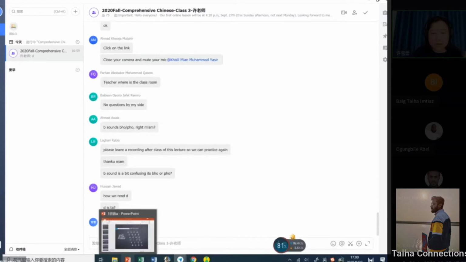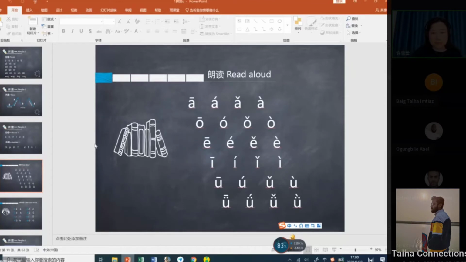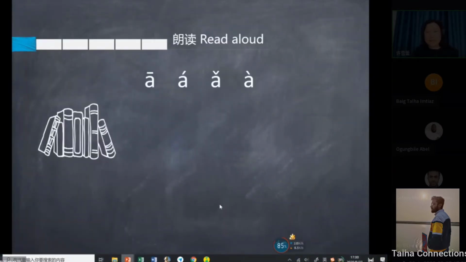Okay. Now, can we turn back to the slide? Now, let's try reading the finals with tone marks. So try to remember the four tone marks. First, second, third, and the fourth. First, second, third, and the fourth. Now let's read them as the syllable or the finals with tone marks.